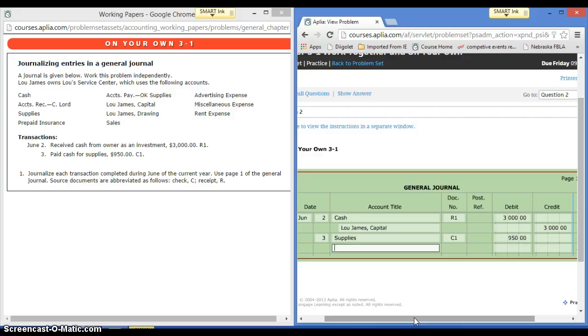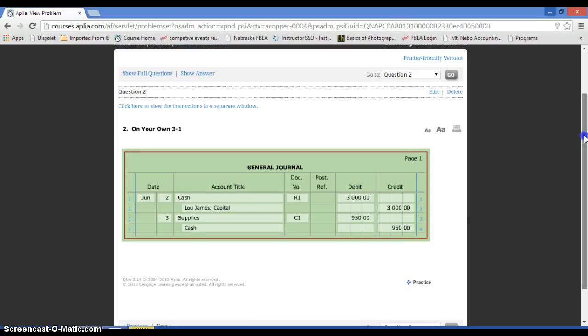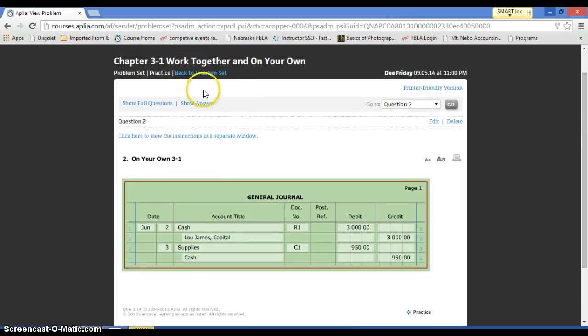Since we paid cash for supplies, we know our cash is going to decrease. It is a credit, so we'll type in cash, type in our $950, and it indents it for us. That is all that is to the work together and on your own.